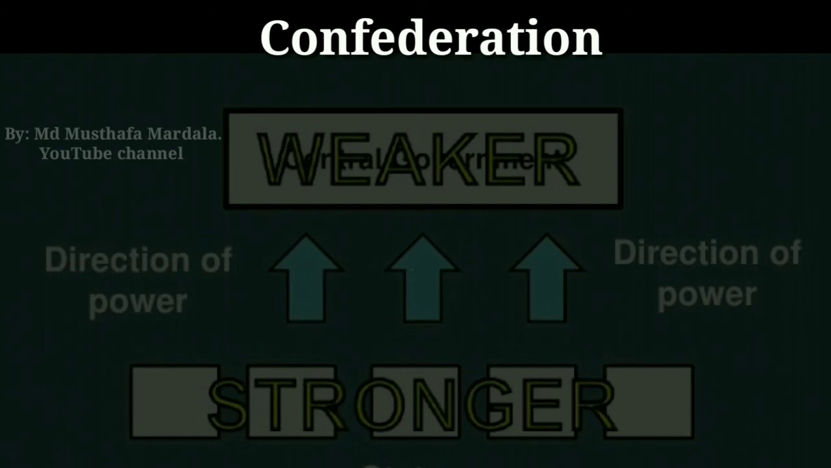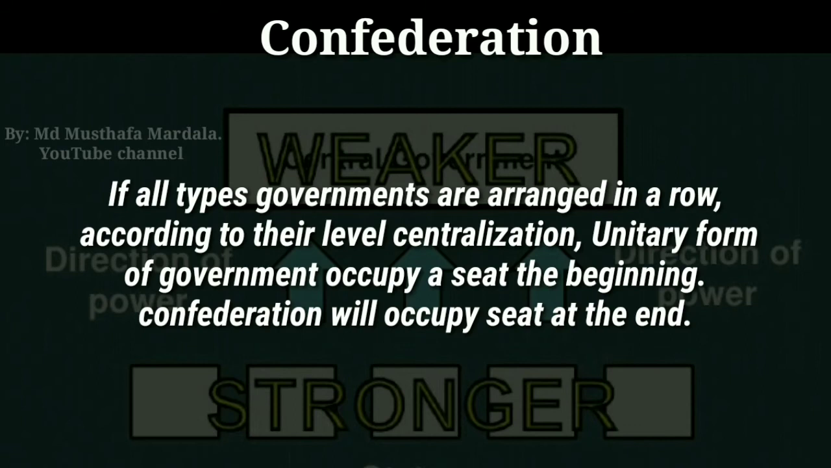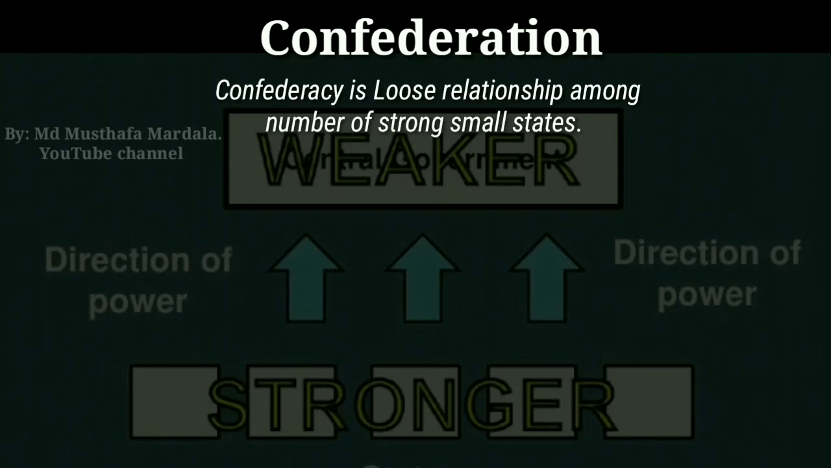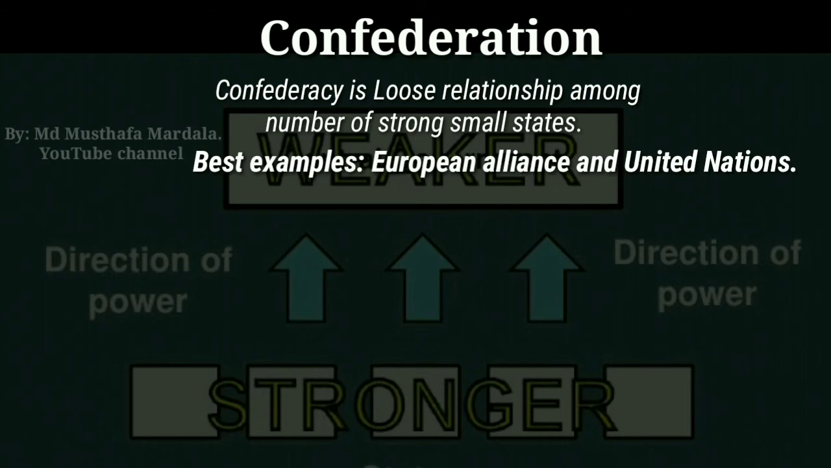Now let us begin. If all types of governments are arranged in a row according to their centralization, the unitary form of government will occupy the seat at the beginning. On the other hand, confederation will occupy the seat at the end. It means a confederacy is a loose relationship among a number of smaller political units. The vast majority of power rests with the local governments. In some cases, a confederal government is little more than an alliance between independent states. And the best examples of confederation are the European Alliance and the United Nations.